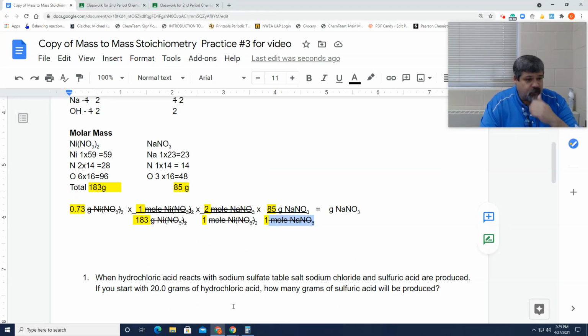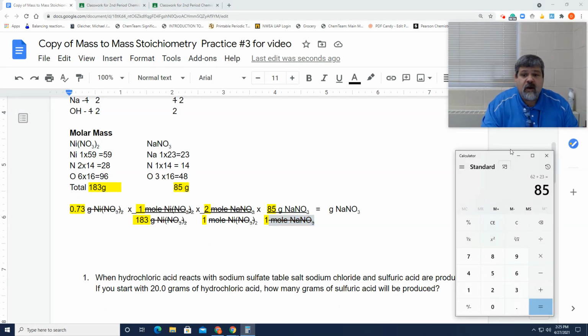So now all we have to do is go ahead and do our math again. Now remember, we're going to take our original number, multiply by the top, divide by the bottom. Multiply by the top, divide by the bottom. But if there's a 1, we don't have to do that step because 1 doesn't change the answer. So we're going to start off with our 0.73, and we don't have to multiply by 1, but we do have to divide it by 183.